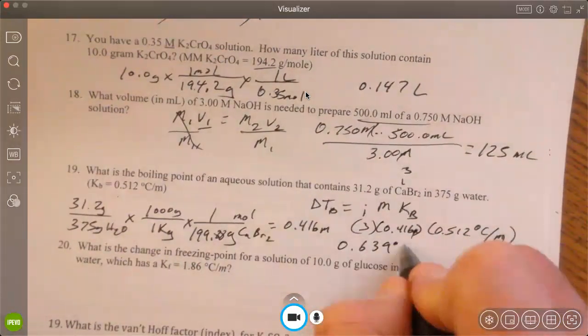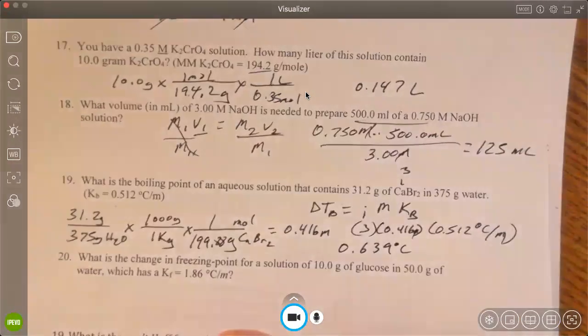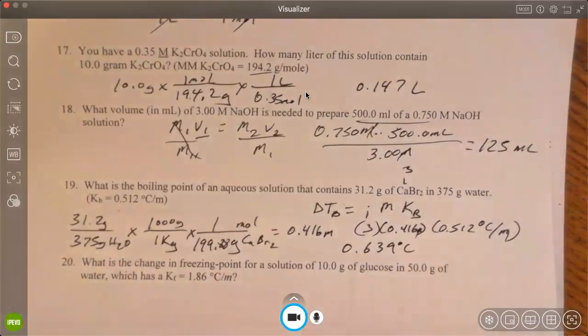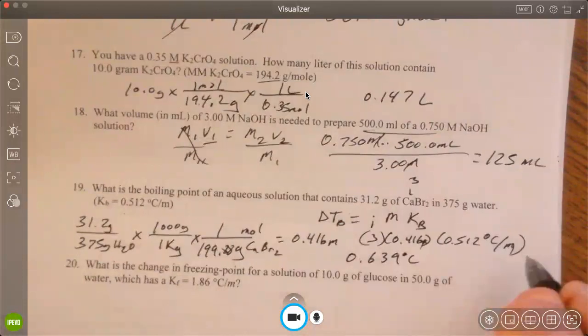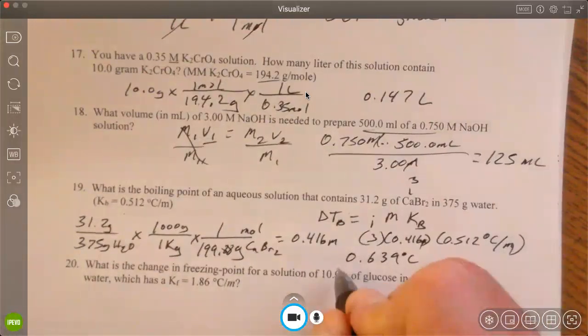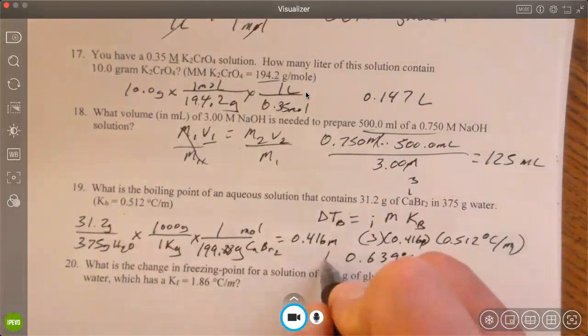But that's degrees Celsius. That's not our boiling temperature. That's the change in boiling temperature. So what do we have to do to this? We have to add it to 100.